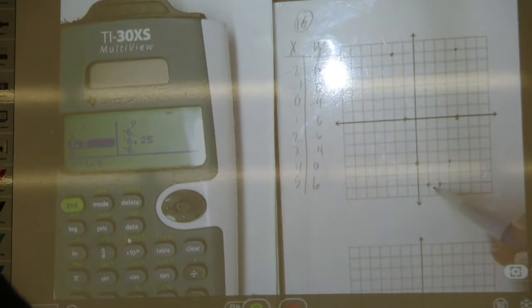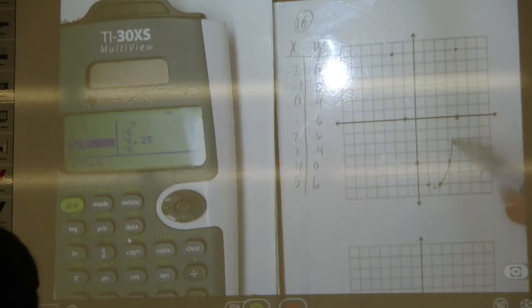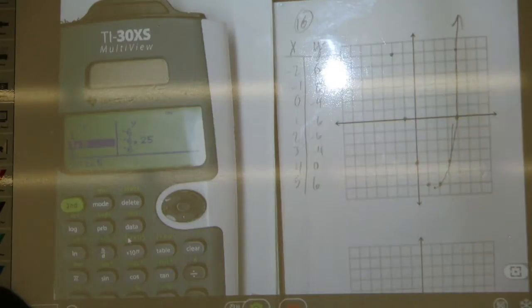And then, you guys never knew that connecting the dots in kindergarten would apply to high school, did you? No. Okay, so connect your dots, make sure it's curved because a quadratic doesn't have straight lines.